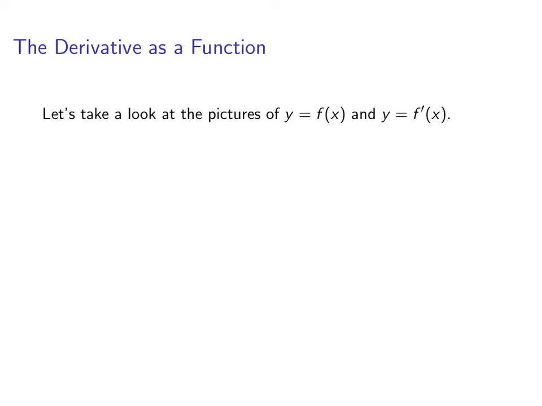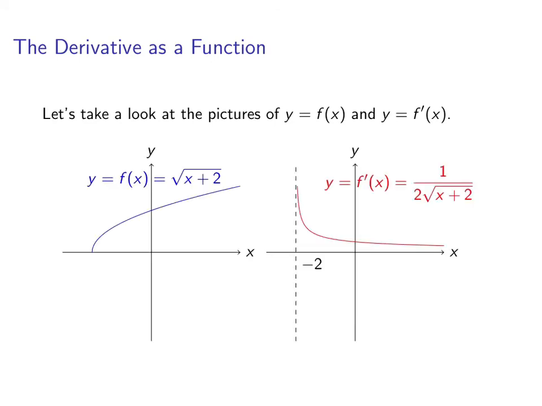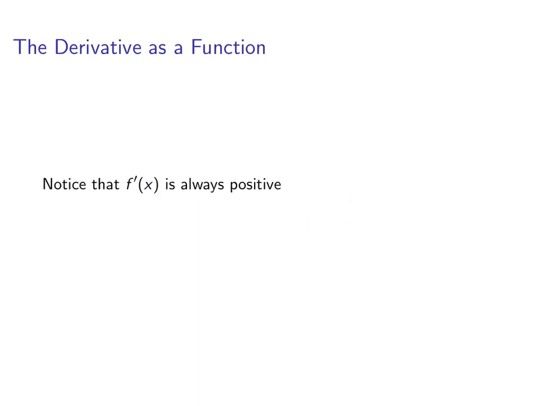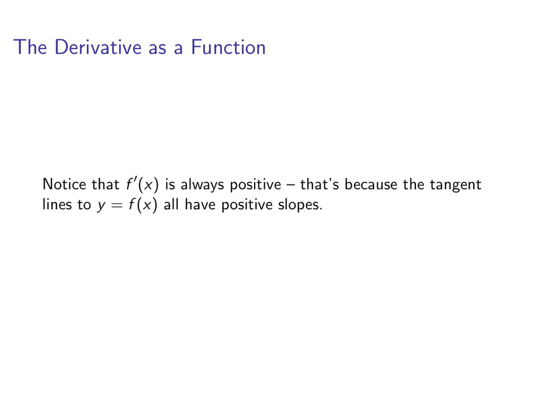Let's take a look at pictures of y equals f of x and y equals f prime of x. So I went ahead and graphed these. I just did this on a calculator just to see what they look like. Notice that f prime of x is always positive. That's because the tangent lines to y equals f of x all have positive slopes.